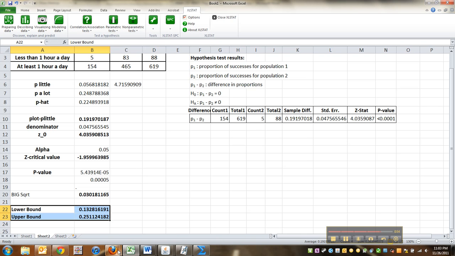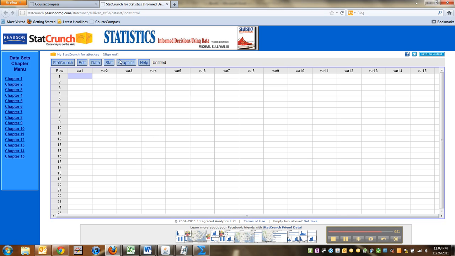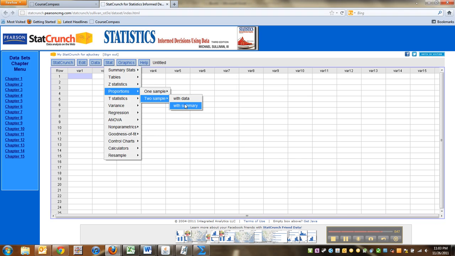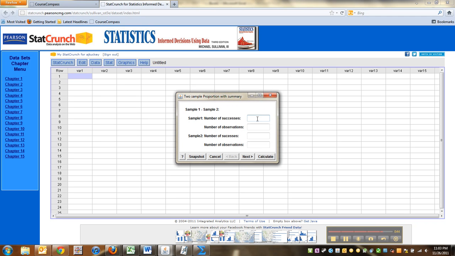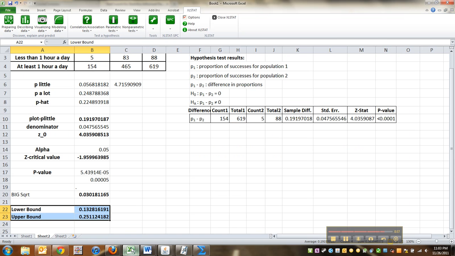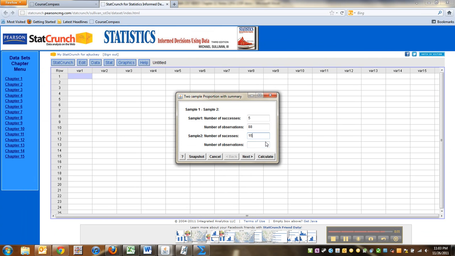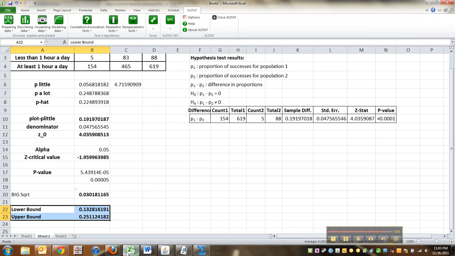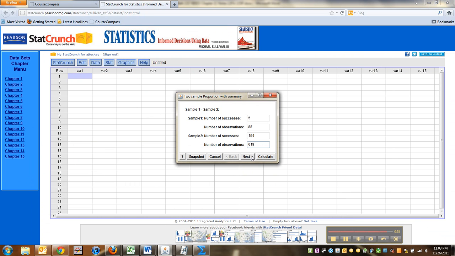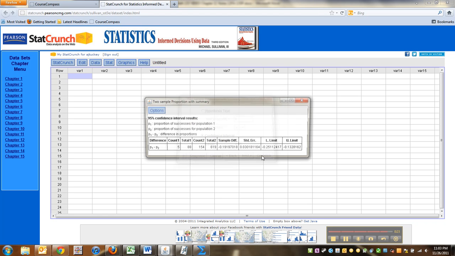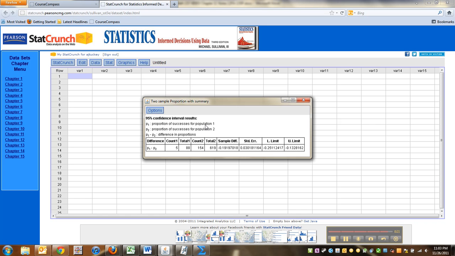Now, I'd love to double check myself because I think StatCrunch would make my life a whole lot easier. So let me go to StatCrunch, proportions, two sample, summary. And I had 5 aggressive acts out of 88. I had 158. Oh, I better double check that. Oh, 154. See, there you go. 154 out of 619. Double checking my numbers. Yep. Next, I'm going to make a confidence interval. It's going to be 95%. Calculate. There we go.